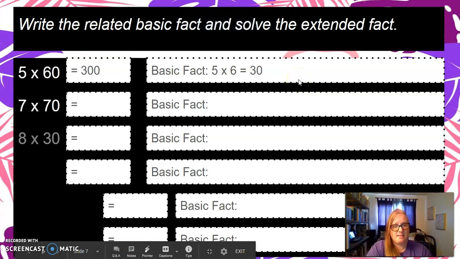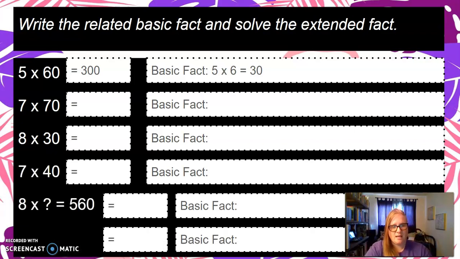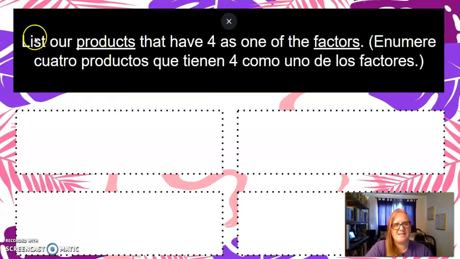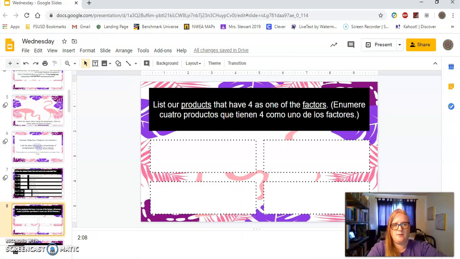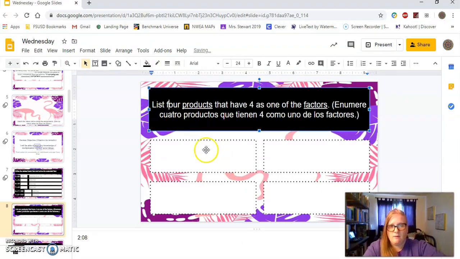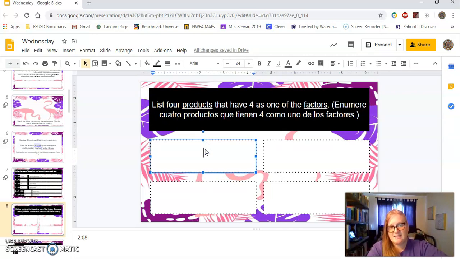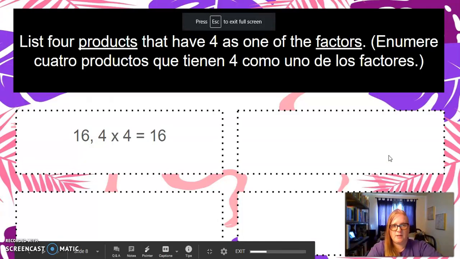You have 7 times 70, 8 times 30, 7 times 40, 8 times blank equals 560, and blank times 9 equals 810. Now that's supposed to say list 4 products that have 4 as one of the factors. Now remember, a factor is what is multiplied, and the product is what it equals. So for instance, 4 products, let me fix that right now, sorry about that. 4 products that have 4 as one of the factors, for instance, I would say 16, because 4 times 4 equals 16. So that is an example for you.